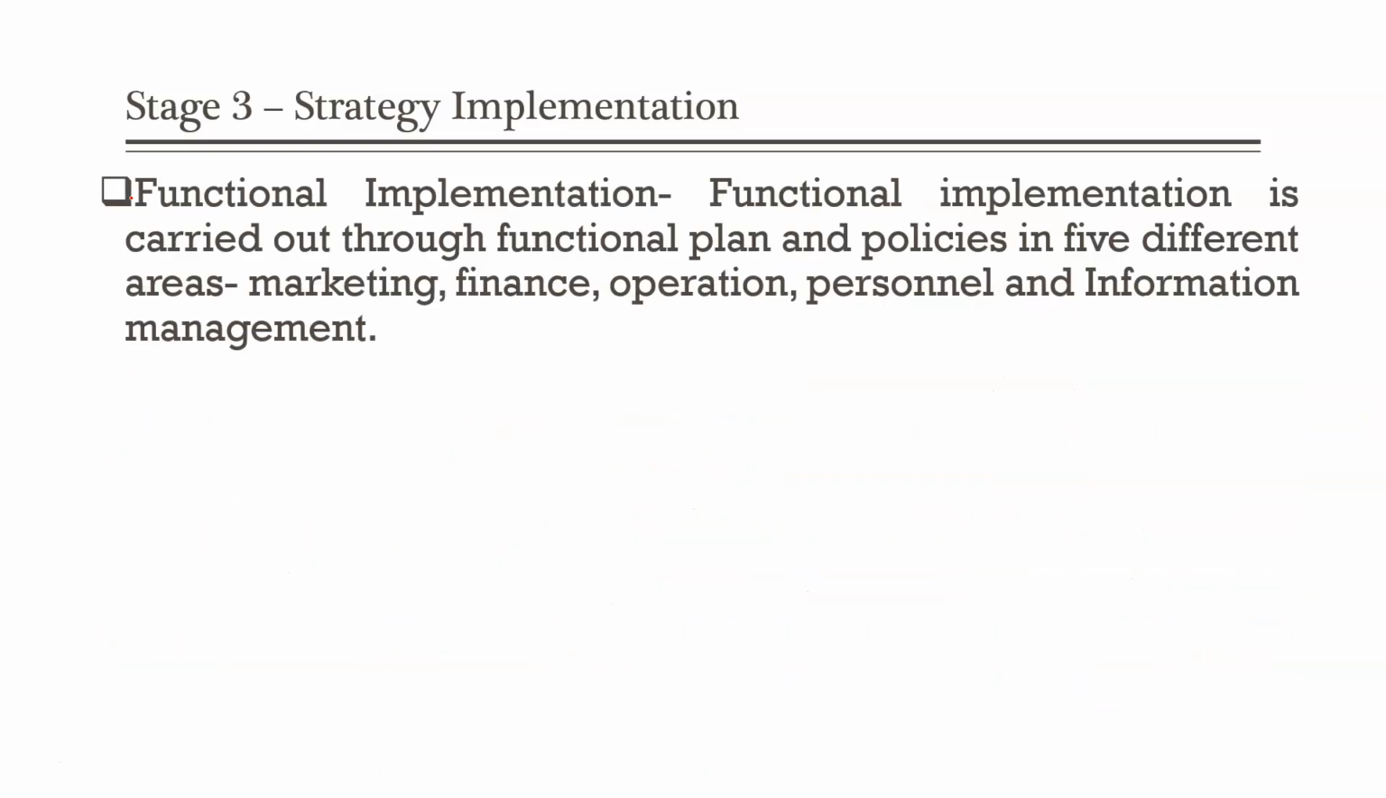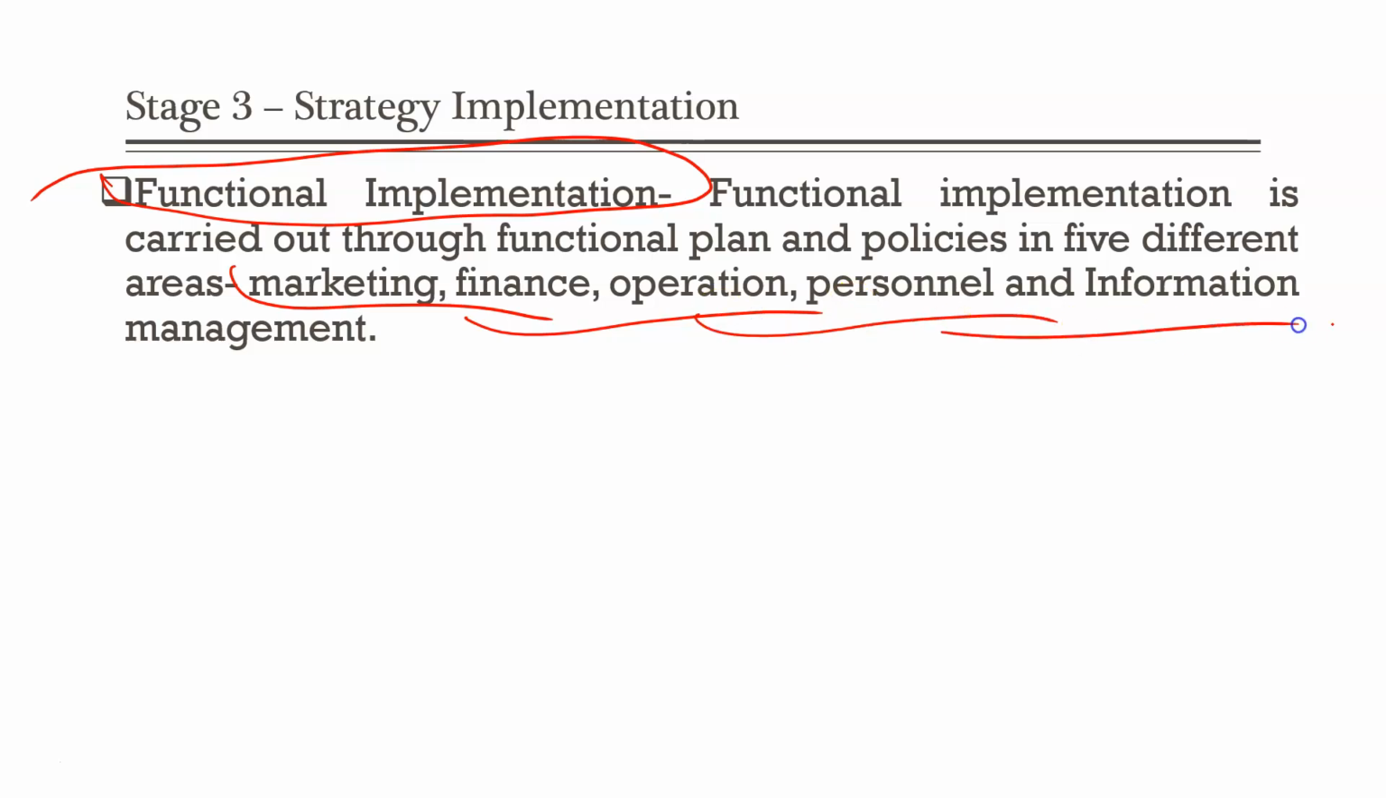On the other side, what else can we do? We can think about functional implementation. Functional implementation means every organization has different functions. It has marketing, finance, operation, personnel, information management, and all these functional areas have different sets of strategies. That is why we try to create objectives and goals for each department, and then we ask them to execute those functional plans and policies so that we can achieve the broader plan, and that is called the vision of the organization, right?